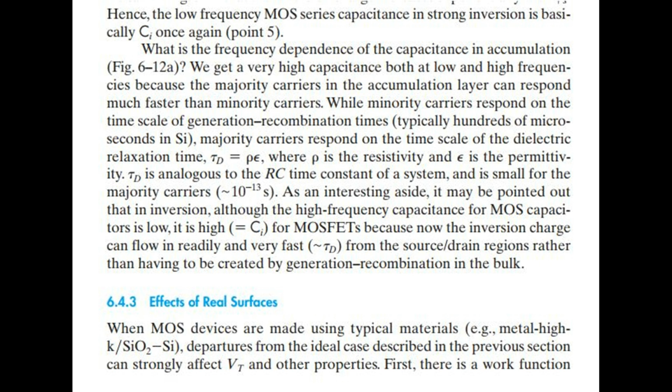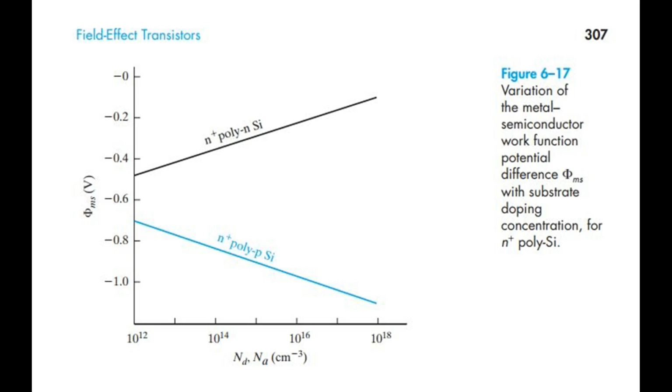Effects of real surfaces. When MOS devices are made using typical materials, for example, metal, high-K, silicon dioxide, silicon, departures from the ideal case described in the previous section can strongly affect VT and other properties. First, there is a work function difference between the metal gate and substrate, which depends on the substrate doping. Second, there are inevitably charges at the silicon high-K/silicon dioxide interface and within the oxide which must be taken into account.